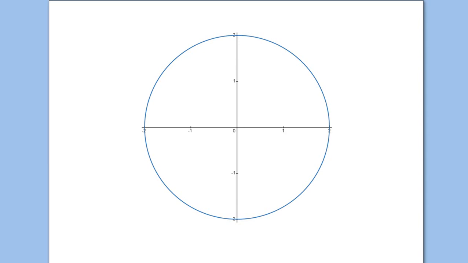So it's pretty obvious to see that the radius is 2. And what that means is you take any point on the circumference, draw a line to the origin, the length of that line will be 2. It's always going to be 2. That is essentially what a circle is. It's equidistant from the origin all the way around the circumference.